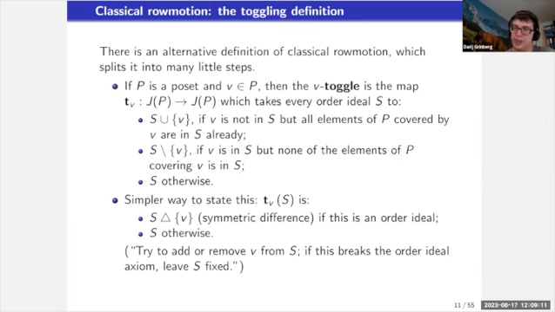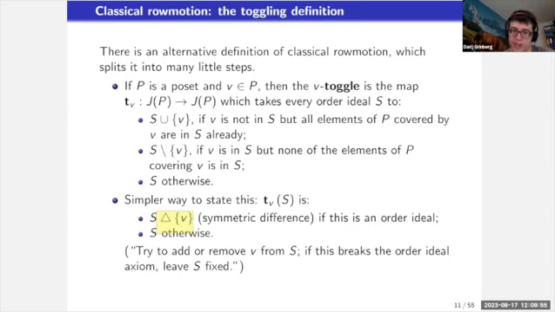There is an alternative way to define row motion, which is in a way more manageable, because instead of defining it using 3 big maps, you define it by a composition of many little maps. And little means very simple. Only one thing can change in a single map. These maps are called toggles. If P is a poset and V is an element of P, then the V toggle is a map that sends order ideals to order ideals. What it does is, if the element is not in the order ideal, but you can add it to the order ideal, you add it. If the element is in the order ideal, but can be removed from it, you remove it. And otherwise, you just leave it as it is.